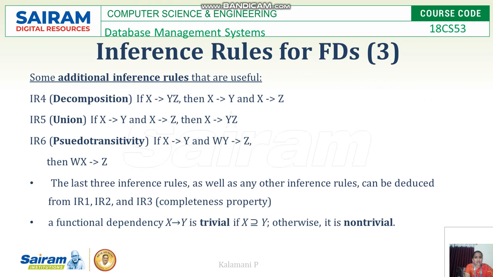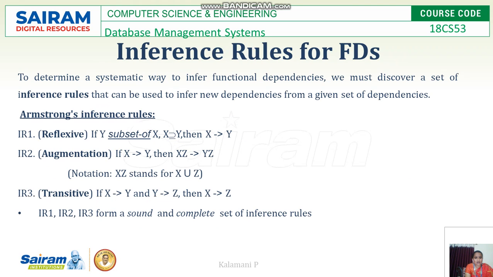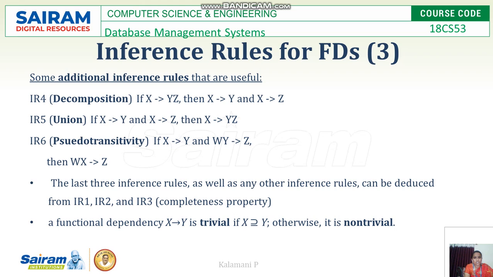Along with that, there are 3 additional rules. The fourth rule is called the decomposition rule. We have already seen the augmentation rule; now we have the decomposition rule. If X defines YZ, we can write that X defines Y and X defines Z. We are decomposing YZ into Y and Z separately. Next, IR5 is called the union rule. If X defines Y and X defines Z, then X defines YZ. On the right-hand side we are joining, making a union.